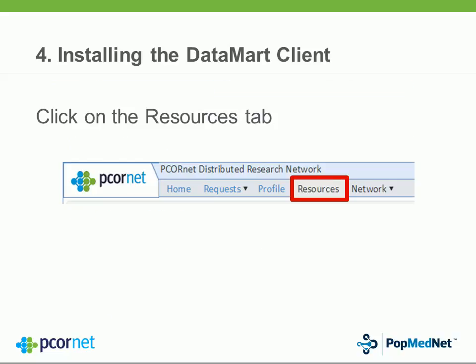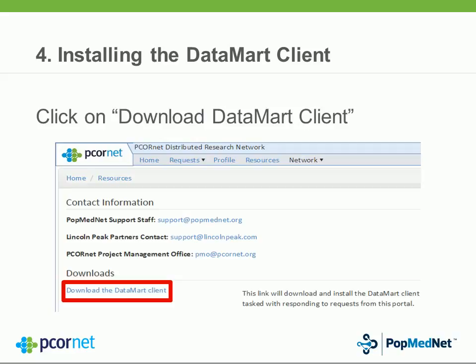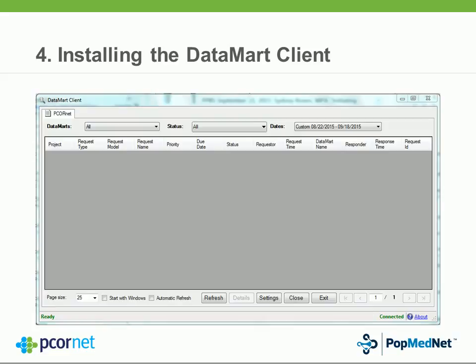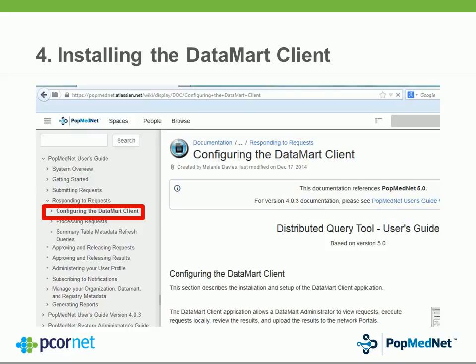Once you're ready to begin, click on the Resources tab at the top of the Query Tool homepage. Under the Download section, click the Download the Data Mart client link. Once the file has finished downloading, follow the on-screen directions. You may also be asked to install Access database engines. Please continue with the installation of these components. After the Data Mart client is done installing, it will open as you see here. Further instructions on setting up the Data Mart client will be included in emails from the PCORnet team and can also be found on the PCORnet wiki.